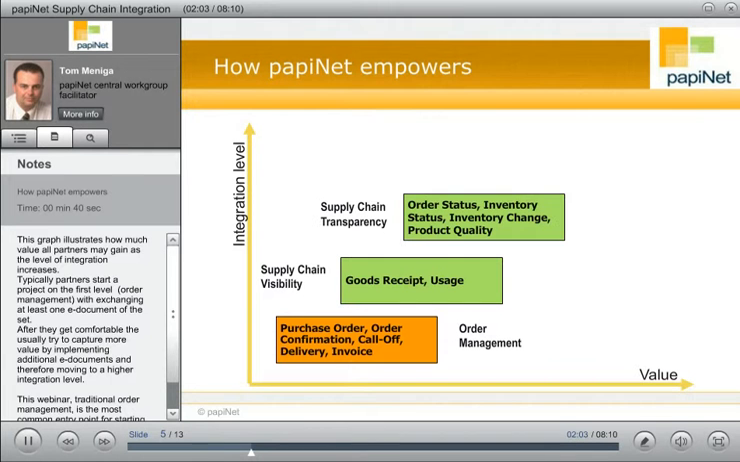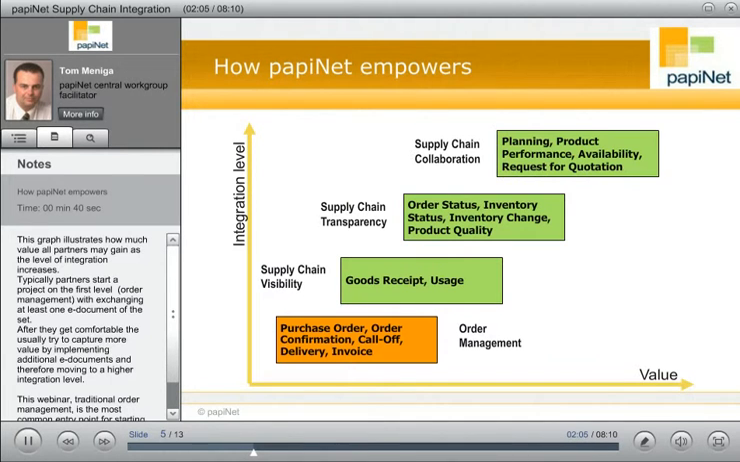This graph illustrates how much value all partners may gain as the level of integration increases. Typically, partners start a project on the first level, order management, with exchanging at least one e-document of the set. After they get comfortable, they usually try to capture more value by implementing additional e-documents and therefore moving to a higher integration level. This webinar, Traditional Order Management, is the most common entry point for starting business-to-business integration by means of papiNet e-documents.